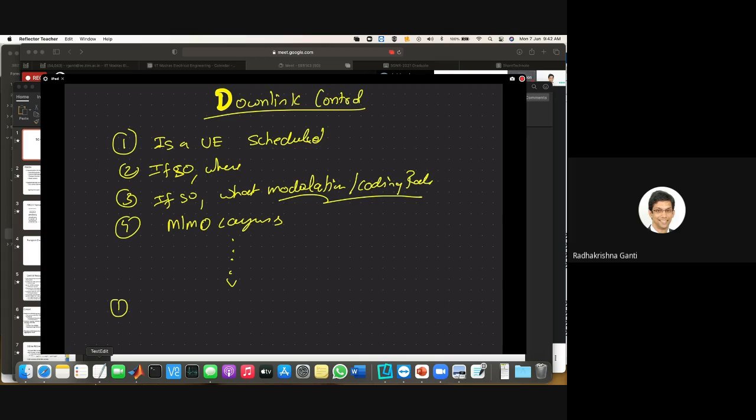Okay. So essentially what is going to happen? You're going to have multiple UEs. You have to send control information to, for example, 2 UEs: one UE which is close to the base station, another UE which is far from the base station.